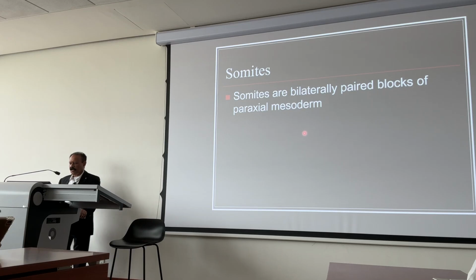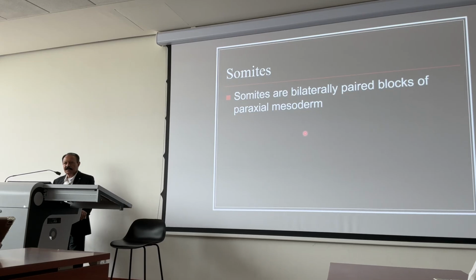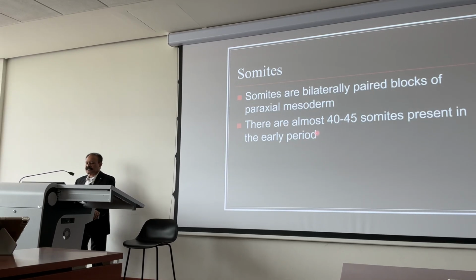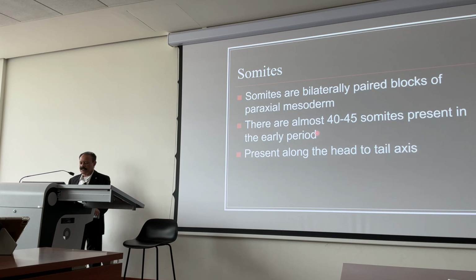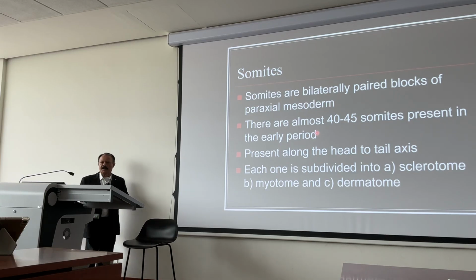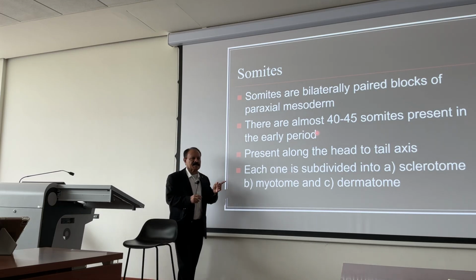So let's write it down. Somites are bilaterally paired blocks of paraxial mesoderm. Say yes to me. Everybody yes? There are almost 40-45 somites present in the early period, remember. They are not the final number. Early period, then it will be forming around 30-31, presenting along the head to tail. So in that situation, each is divided into sclerotome, myotome, and dermatome. That's exactly what I have written.